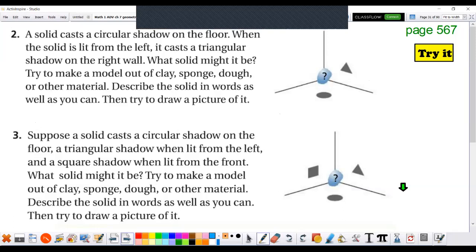Same thing. The light comes straight down. It makes a round shadow on the ground. When the light shines this way, it makes a triangle. What could it be? Describe it. Maybe it has a name, or try to describe it. Try to draw a picture of it. Use our idea of drawing 3-dimensional objects using the parallel lines.